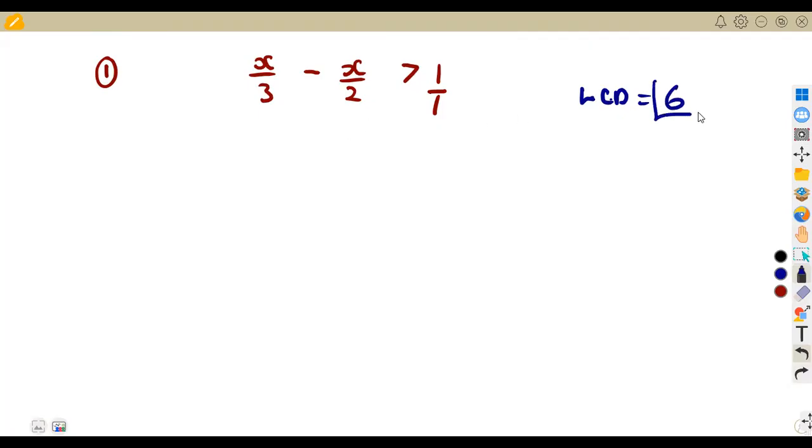So with the LCD that you've determined, you're going to multiply each and every term. Multiply by 6 here, multiply by 6 here, multiply by 6, each and every term of the inequality, just like what you do on an equation. So this is what you're going to have.